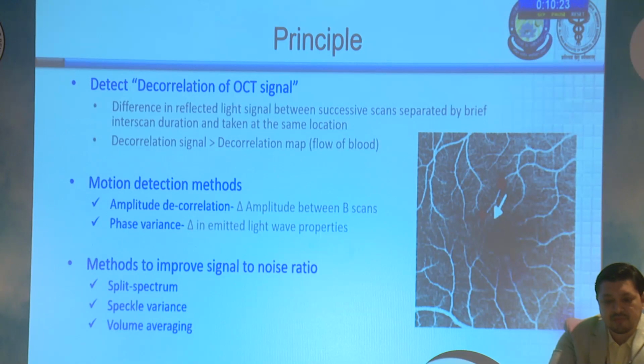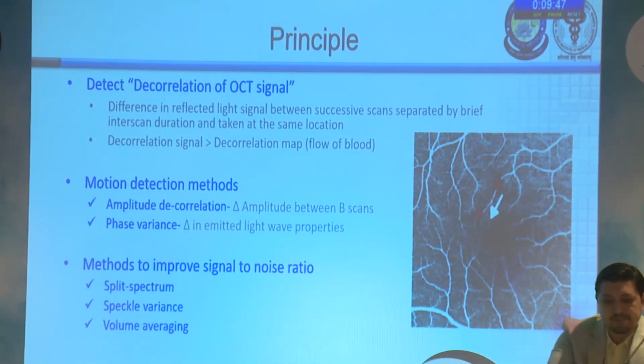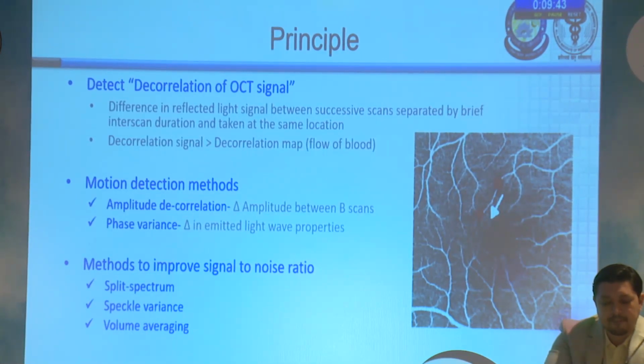Now, there are different methods that are used to detect this motion contrast. One principle is the amplitude decorrelation, which means you are detecting the difference in the amplitude of the reflected light between the successive scans. The second principle is the phase variance, in which, rather than the amplitude, you detect the difference in the emitted light wave properties. You are focusing on the phase of the light which is reflected back. There are other methods to improve the signal quality in OCT angiography, and accordingly the algorithms are named, such as split spectrum amplitude decorrelation angiography. Then you have the speckle variance and volume averaging.